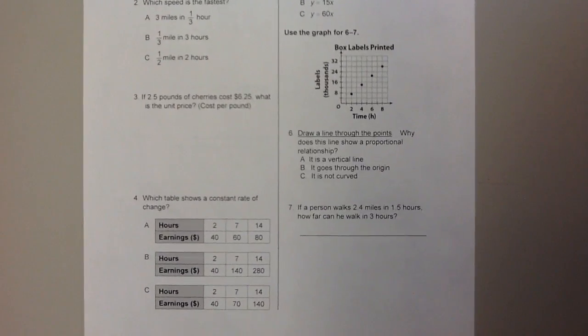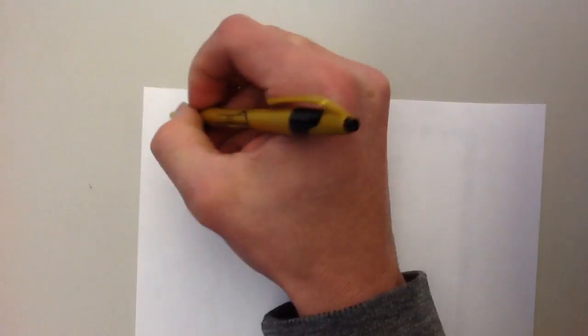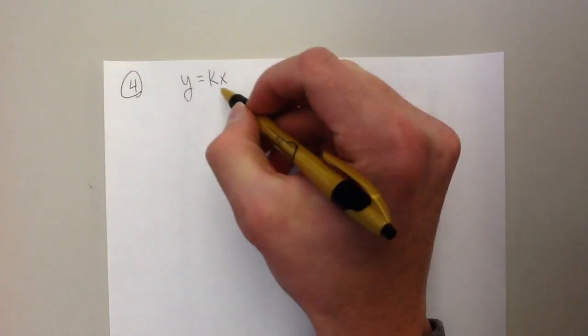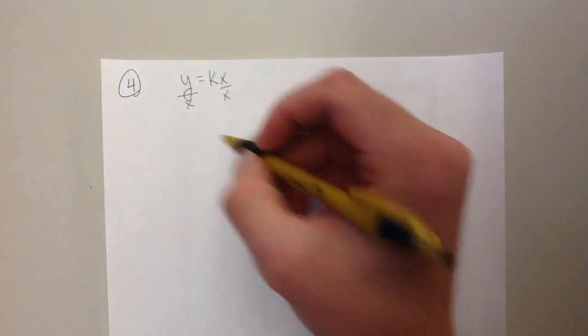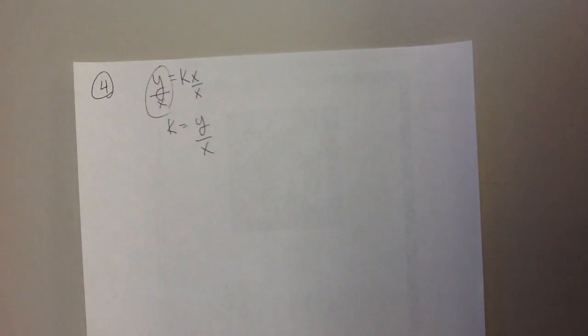Okay, number 4. I have 3 tables here. Which table shows a constant rate of change? A constant rate of change. That's what I'm looking for. Okay? So remember the equation that we learned in lesson 6.2 is y equals k times x, where k is the constant rate of change. And so if we want to find k, what we can do in this equation is divide both sides by x. And so k would equal y divided by x. So if we want to find k, take y divided by x.